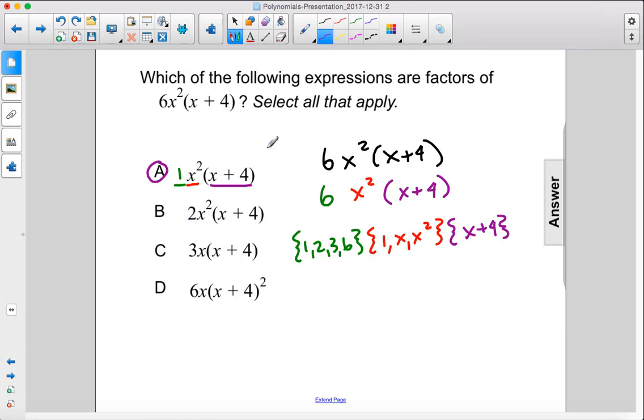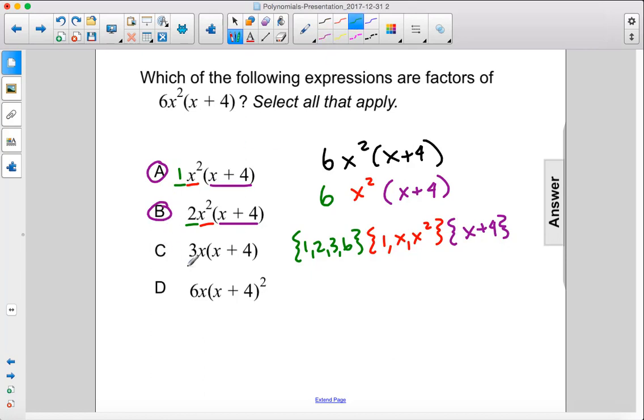All right, let's move on to B. So the coefficient is 2, which is good. That is a factor of 6. So that's yes. We have x squared, which is a factor of x squared, so that's good. And finally, we have x plus 4 again, which is a factor. Therefore, this entire expression is a factor of the polynomial.